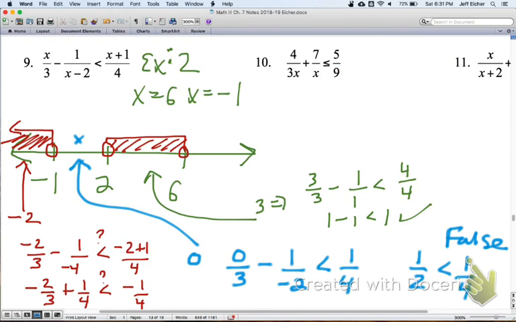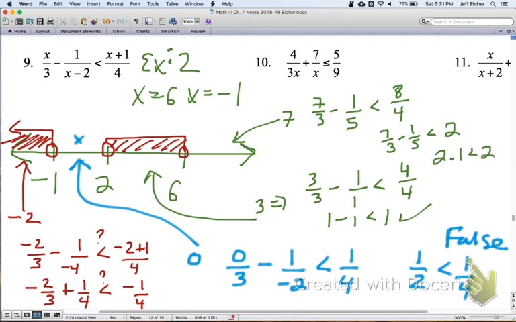And then this last region, we'll try a 7. So that would be 7 over 3 minus 1 over 7 minus 2 is 5. And then is that less than 7 plus 1 over 4? So 7/3 minus a 5th, is that less than 8/4? Is 7/3 minus a 5th less than 2? I don't think it is. I'm going to use my calculator to double check. That would be 2.1. Is 2.1 less than 2? That is false, so we're not shading in that region.